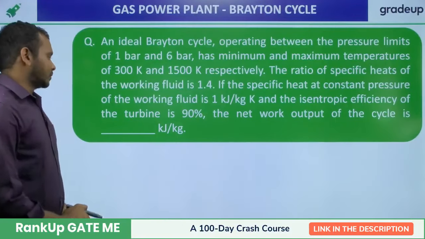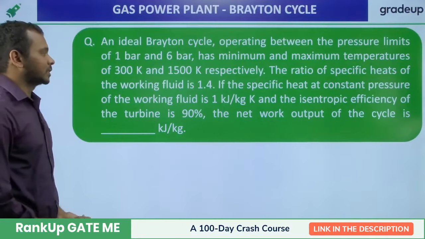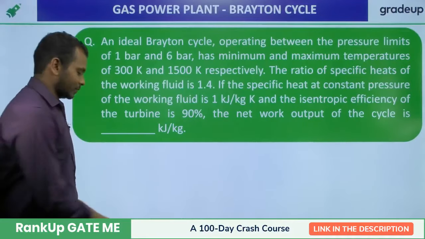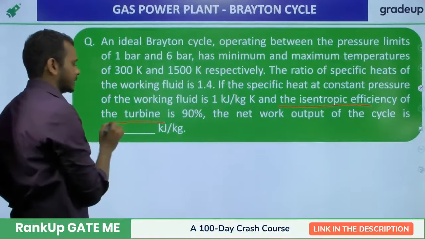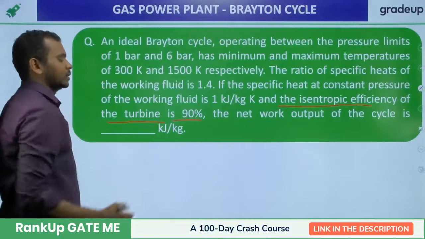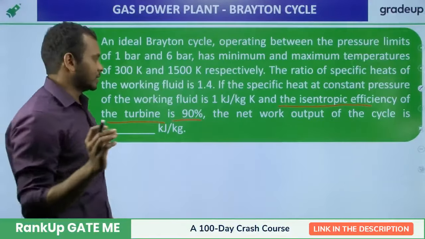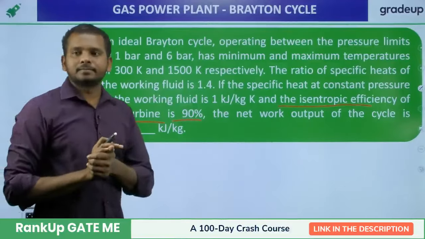Yeah, I want you to solve this problem. This is one of the important problems. The same problem again, but here one extra thing we see is the isentropic efficiency of the turbine is given. Isentropic efficiency of the turbine is 90%. You need to find out the net work output of the cycle.